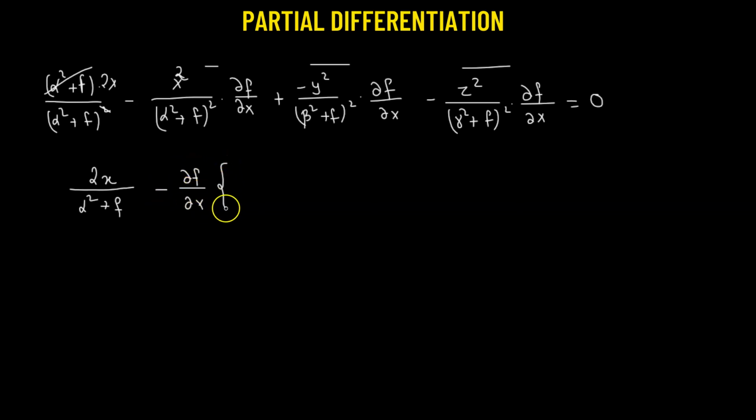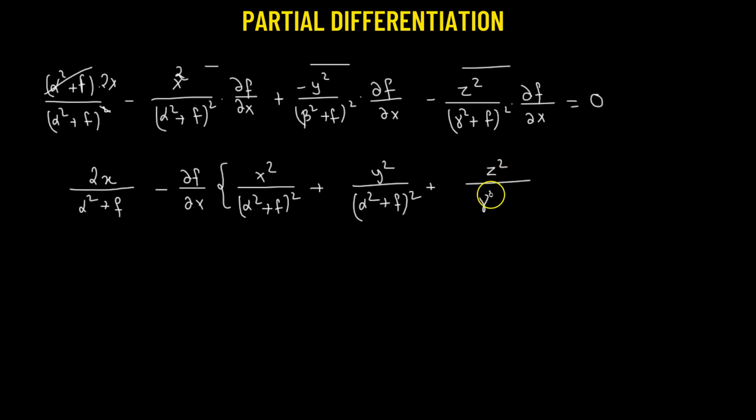So this will get multiplied to x squared divided by alpha squared plus f whole squared plus y squared divided by alpha squared plus f whole squared plus z squared divided by gamma squared plus f squared. Right? So this will be equal to 0. So we can take this term to the right hand side. So we will have this equal to 0.